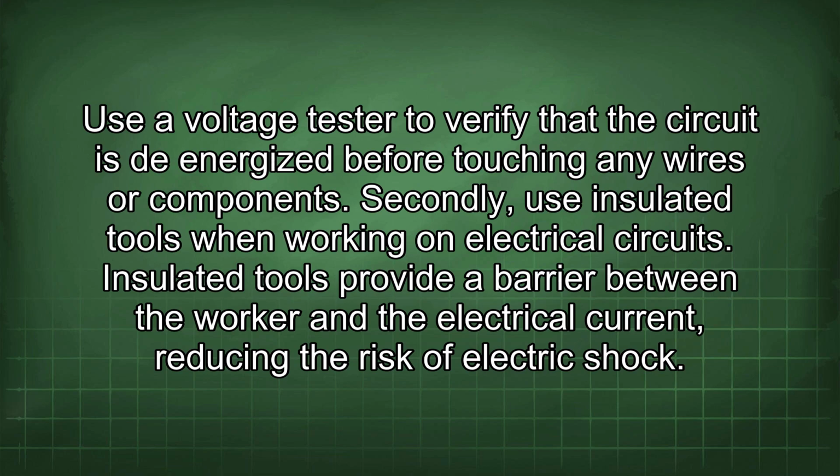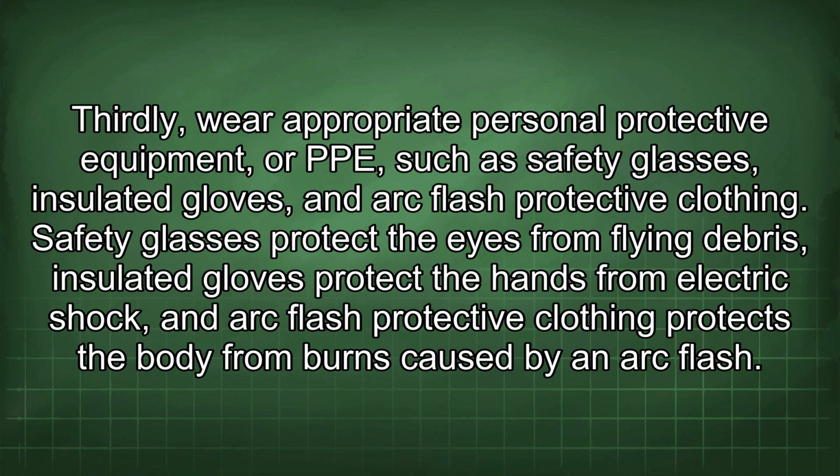Secondly, use insulated tools when working on electrical circuits. Insulated tools provide a barrier between the worker and the electrical current, reducing the risk of electric shock. Thirdly, wear appropriate personal protective equipment, or PPE, such as safety glasses, insulated gloves, and arc flash protective clothing. Safety glasses protect the eyes from flying debris, insulated gloves protect the hands from electric shock, and arc flash protective clothing protects the body from burns caused by an arc flash.